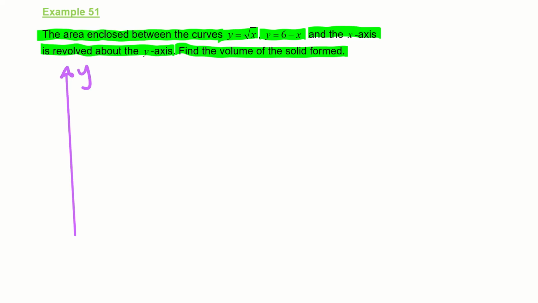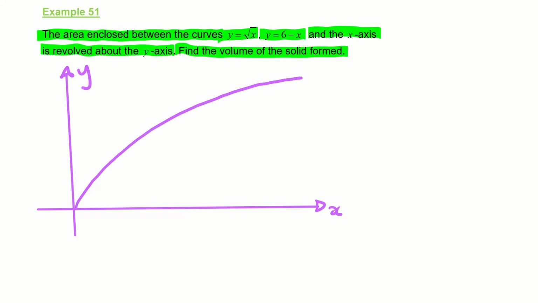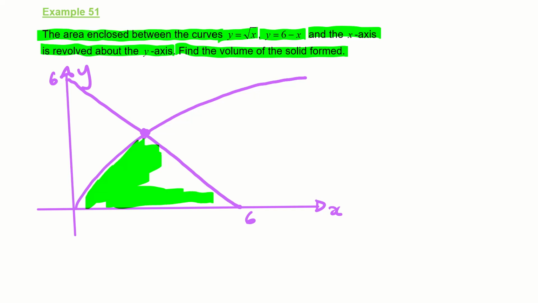So here's my y-axis. Here's my x-axis. Root x is like this. 6 minus x, well, that's a straight line like that. The x-intercept is 6 and the y-intercept is 6. We're going to need this point here. The area we're talking about rotating is this area just here.